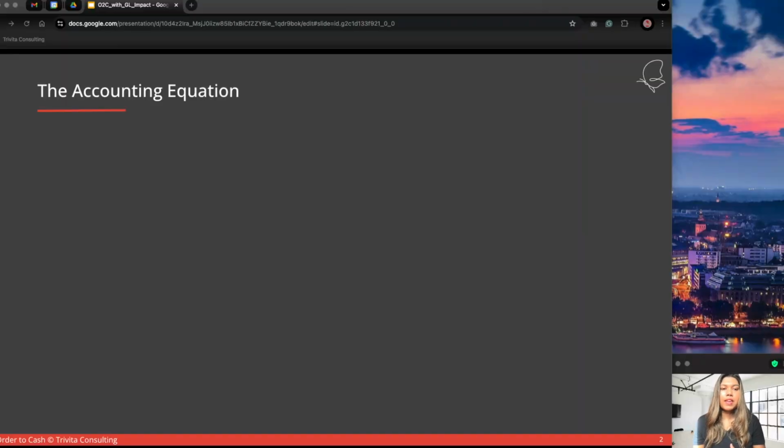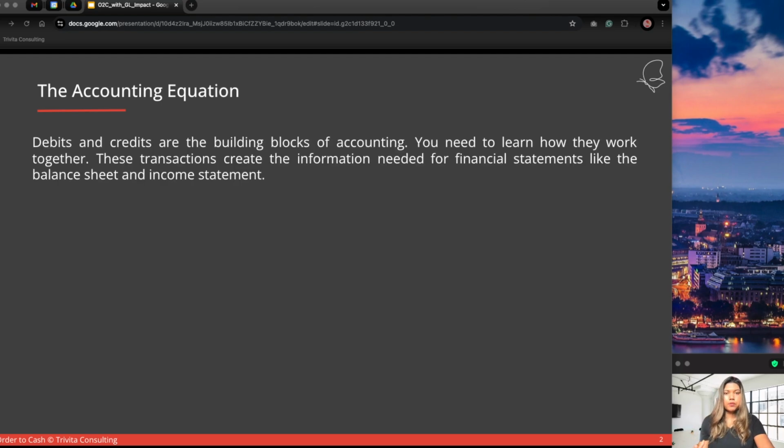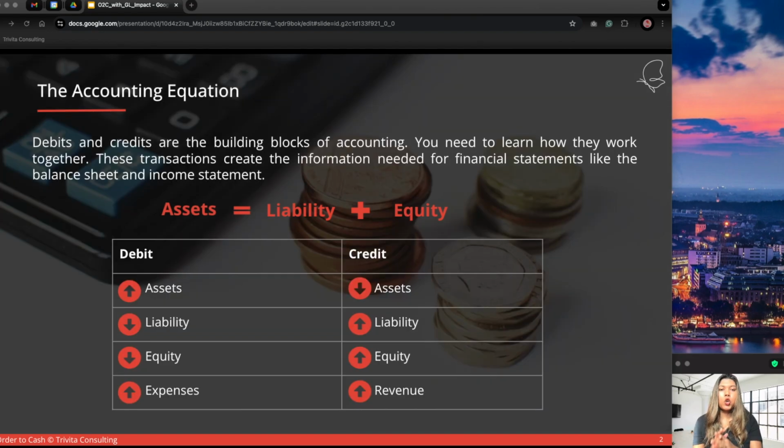Let's begin with the accounting equation. In accounting, every transaction involves both a debit and a credit recorded in the general ledger, and this is called double entry accounting. So we have the famous accounting equation where assets equal liability plus equity. We'll explore the accounting equation and financial statements in another video, but the only thing you need to remember for now is this table. So always remember this little table, take a screenshot and store it somewhere.